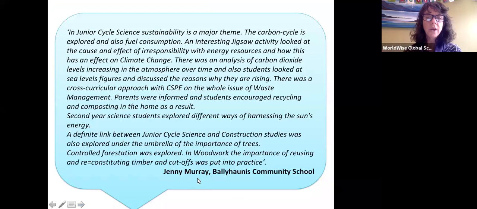Jenny Murray in Ballyhaunis took sustainability as a major theme, looking at the carbon cycle and fuel consumption. She did an interesting jigsaw activity that looked at the cause and effect of irresponsibility with energy resources, for example.